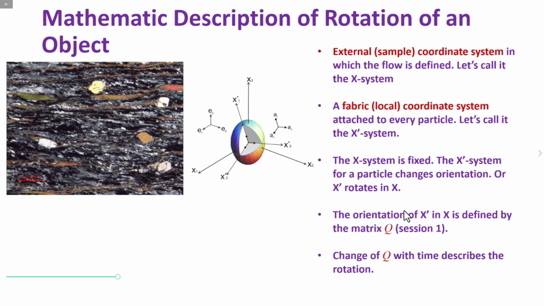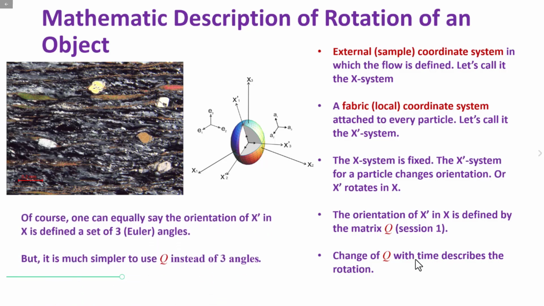The orientation of the three-dimensional object is defined by a matrix, the orientation matrix, which we call Q. And then the rotation of the object is really the change of Q with respect to time. Of course, you can speak of the orientation of a three-dimensional object by a set of three angles. It can be a set of three Euler angles or a set of three spherical angles. It will become very clear that it's much simpler to use Q to refer to the orientation of a three-dimensional object rather than three separate angles, because these angles are really inseparable.